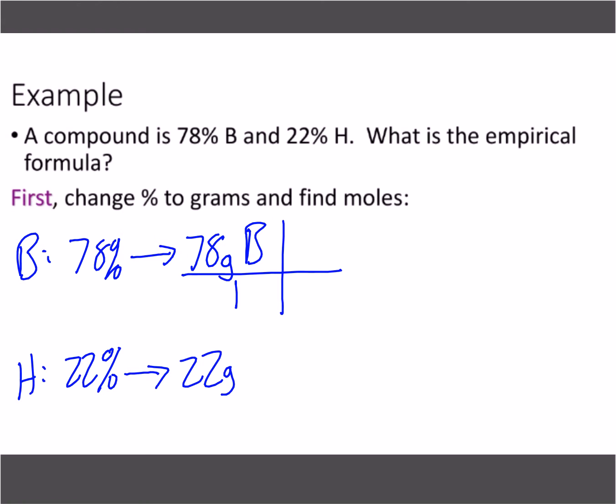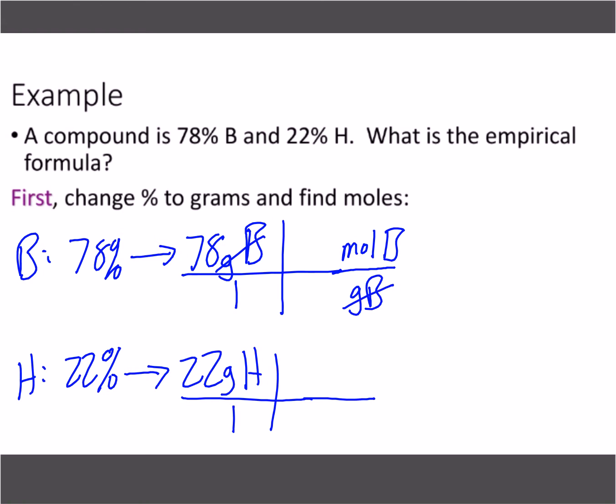We've got two different elements that we're looking at. So for me to be able to see your work, and for you to follow it after you get to the end of the problem, you need to put your substance's element in there so you know what you're dealing with. So I've got grams of boron, I've got grams of hydrogen. Where do grams have to go to cancel out? On the bottom. What's going to go on the top then? Moles.